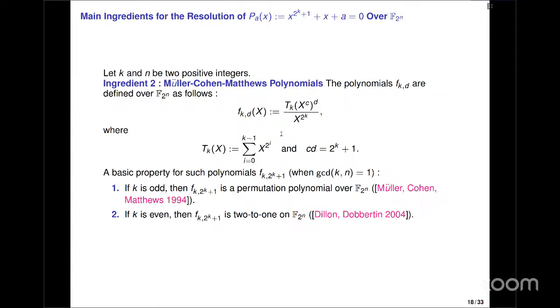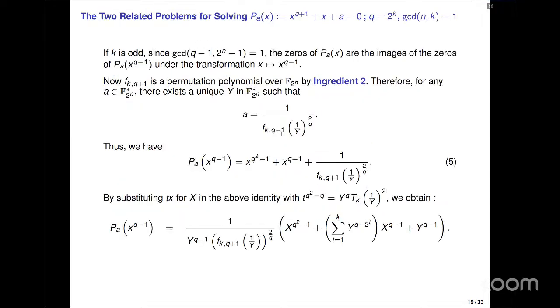quality of the variant depends on the variant K. When K is odd, it's a permutation. When K is even, it's not. And you find zeros of those solutions. Okay. Let me start. So we have this equation, and we suppose that K is odd.